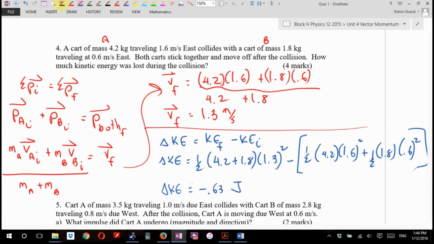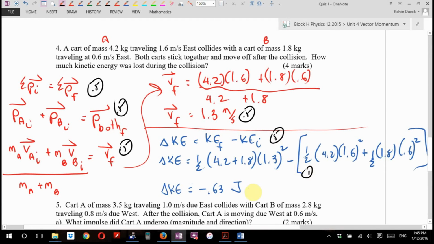In terms of part marks, I would probably give a half mark for that, half mark for that, half mark for that, and a half mark for getting V final. So you get 2 out of 4 for finding V final. Then I would give you a half mark for that, 1 whole mark for that, and a half mark for the answer, for realizing, oh, I need to find the change in kinetic energy. Is that okay?